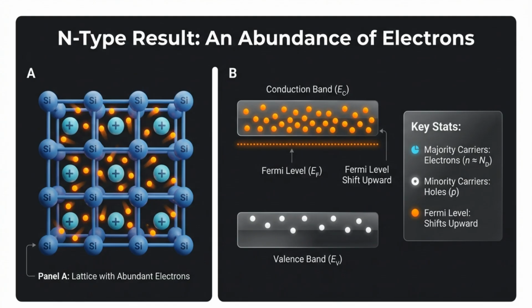The result is N-type silicon, which has an abundance of free electrons. These electrons are the majority carriers, and the Fermi level shifts upward, closer to the conduction band.